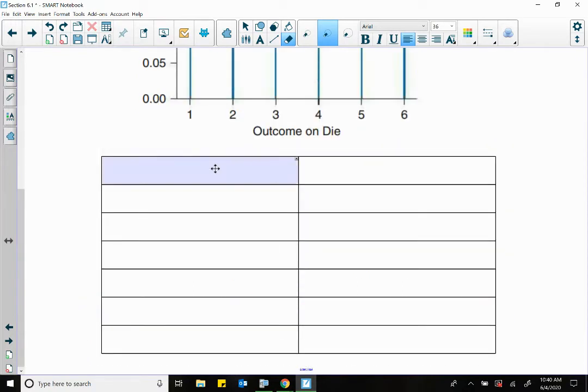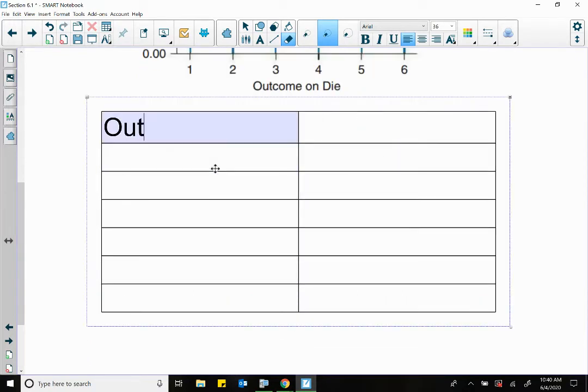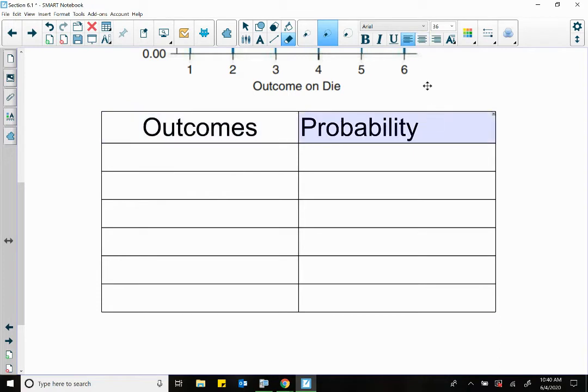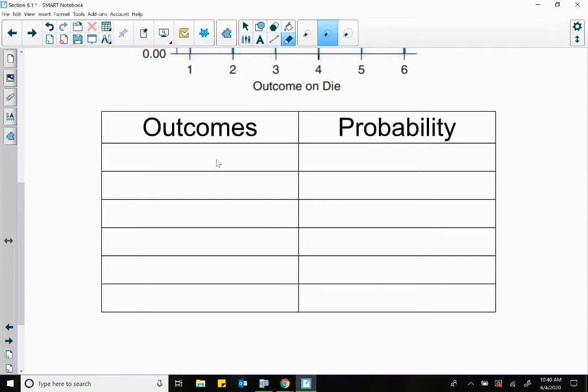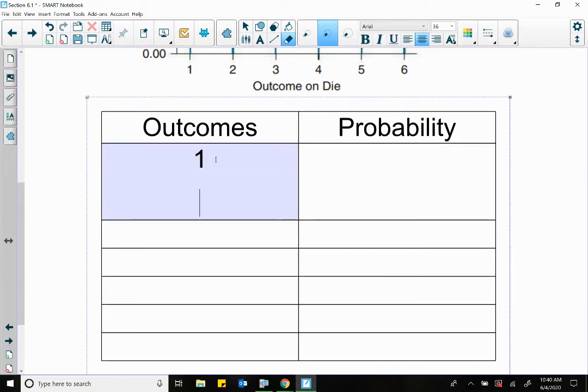So I would call this outcomes. And let's call this probability. All right, and I like to center these things up. Let's make all this centered. So down below here, outcomes. Well, there are 6 outcomes. You can see them right there. You have 1.